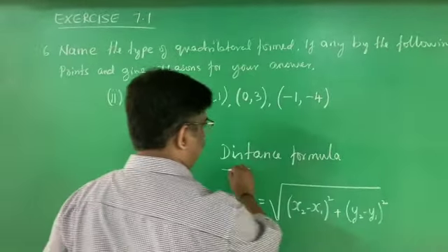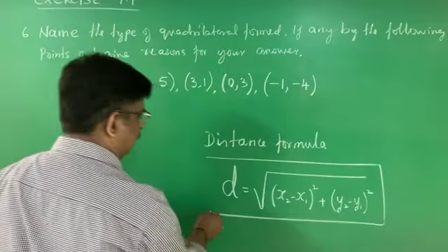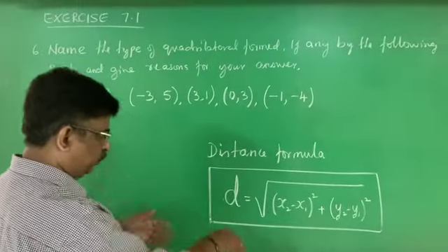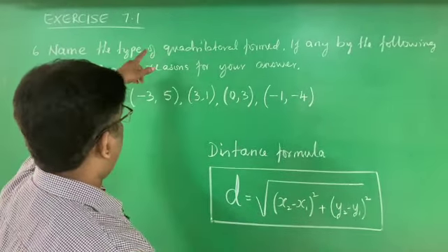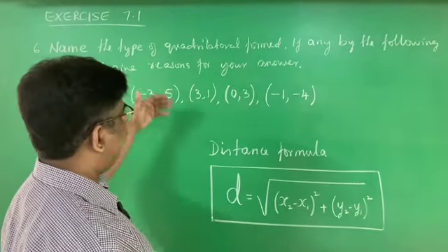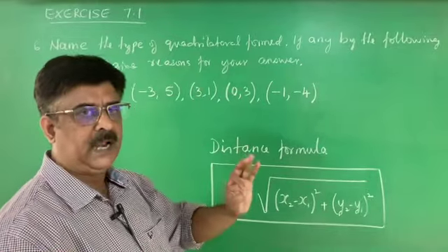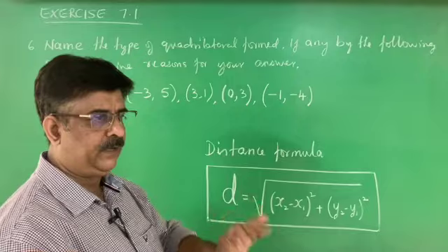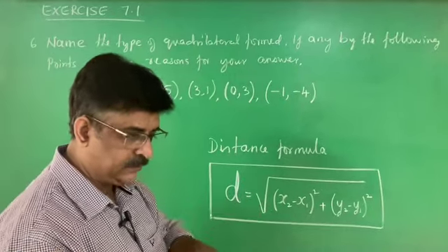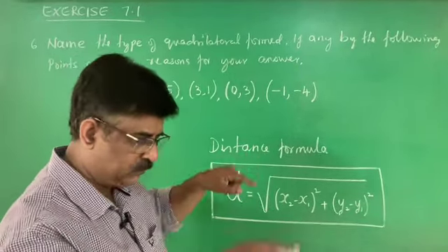When you write the formula, put a box, because the validator can understand that the student knows the importance of the formula. The next is, what are we going to get by joining these coordinates? A quadrilateral. What is a quadrilateral? A quadrilateral is a closed geometrical figure having 4 sides.